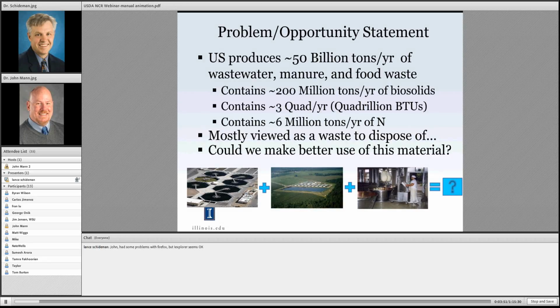That's in the neighborhood of 3% of the U.S. energy demand, which is around 100 quad per year. And it would also contain about 6 million tons of nitrogen. So there's a lot of things there that are potentially useful. However, mostly today these things are treated or viewed as a waste to dispose of. And the basic question I'm going to try and answer today is, can we make better use of that material? Certainly there is some use made of that material today, but I think there is a lot more opportunity to do some good things with it.